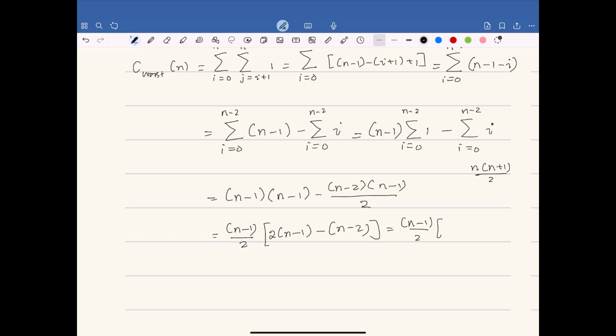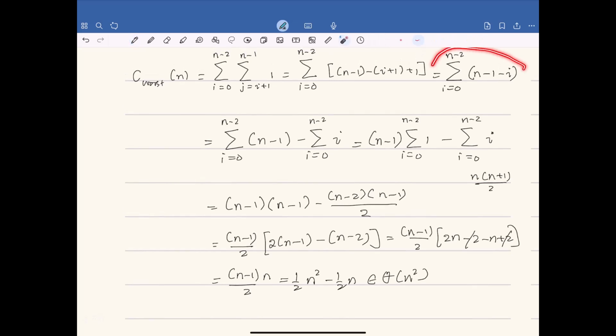And this is equal to n minus 1 over 2. Now, as you can see, we will have 2n minus 2 minus n plus 2. So minus 2 plus 2 is equal to 0. So this is equal to n minus 1 over 2, and we have 2n minus n, which is equal to n. This is equal to half n squared minus half n, which belongs to big theta of n squared.